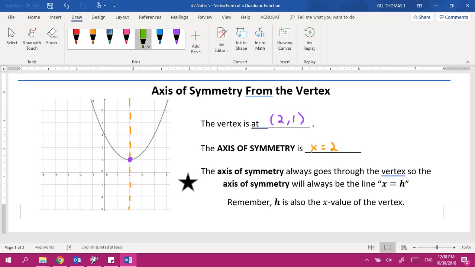So the axis of symmetry is always going to go through the vertex, which means that your axis of symmetry always equals the x value of the vertex. You see that? Yeah. So the vertex is 2, 1. The x value of that vertex is 2. So your axis of symmetry is x equals 2, yeah.